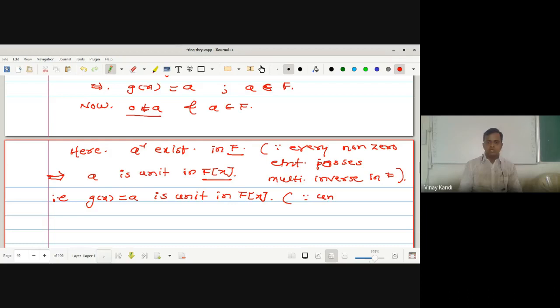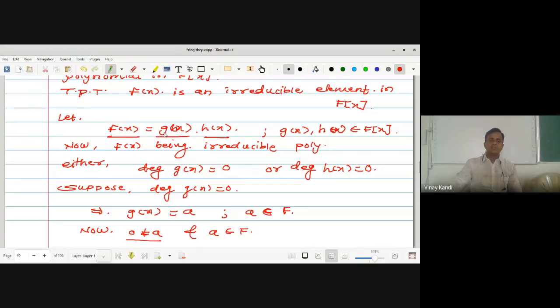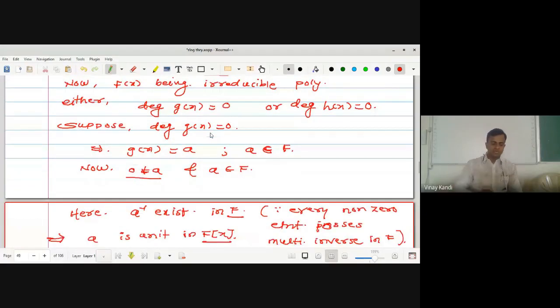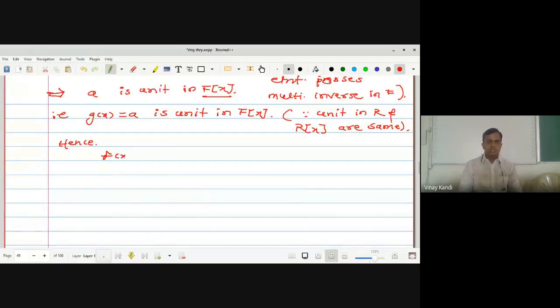Okay, since the unit in R and in the ring of polynomials R of x are the same, hence one of the two has become a unit: f of x is equal to unit into h of x. Hence f of x is an irreducible element. Hence an irreducible polynomial f of x is an irreducible element in capital F of x.